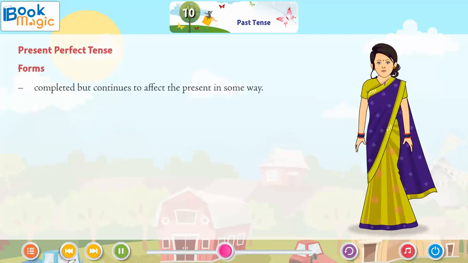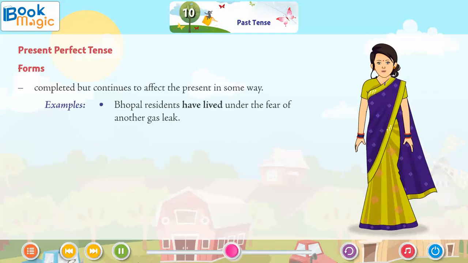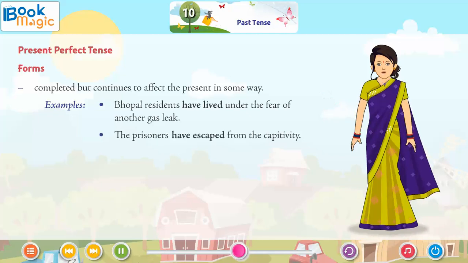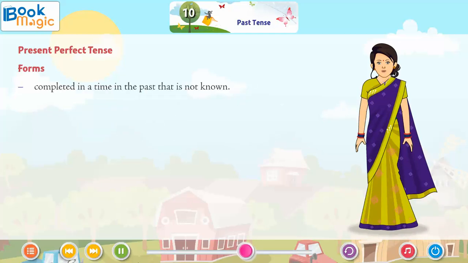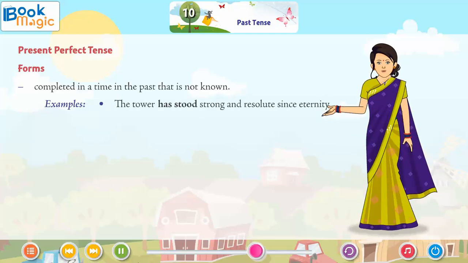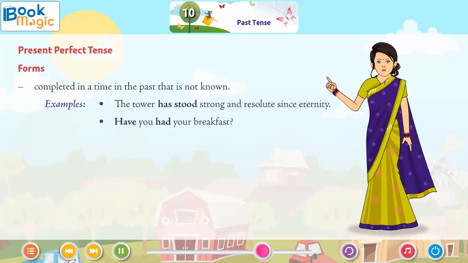Completed but continues to affect the present in some way. Examples: Bhopal residents have lived under the fear of another gas leak. The prisoners have escaped from the captivity. Completed in a time in the past that is not known. Examples: The tower has stood strong and resolute since eternity. Have you had your breakfast?